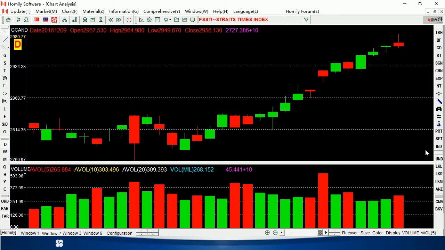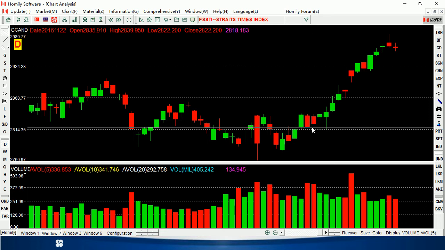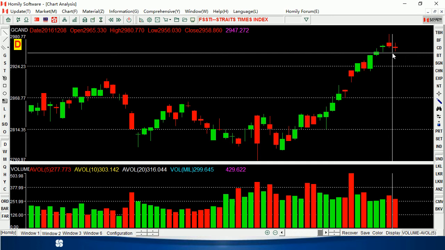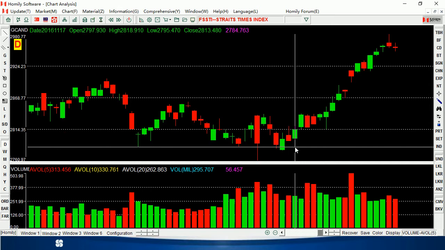So how do we judge whether the trend is uptrend or downtrend? You can judge by these candlesticks. If you see more green candlesticks than red candlesticks, it means the trend is up. If you see more red than green, you should know the trend is down, okay? For now, we can see 1 green, 1 red, 2 green, 2 red. This is sideways, right? Because the amounts are the same.